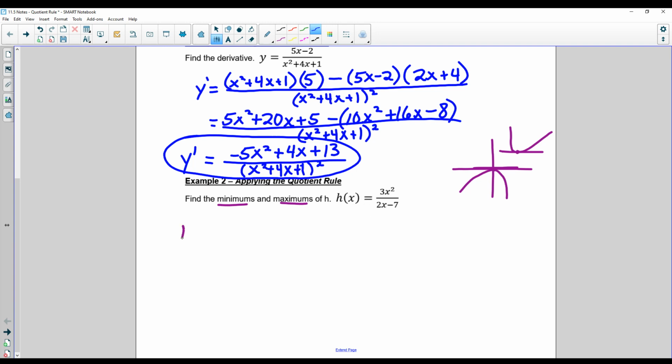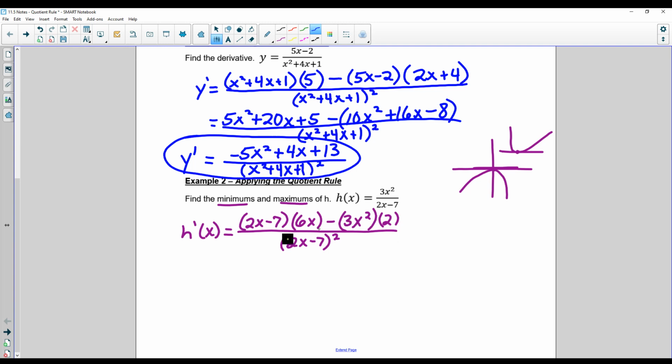So I'm going to find the derivative. I'm going to do h prime of x, and I'm going to go ahead and do my little jingle. Low d high: derivative of the top, which is just from the 3x squared, is going to be 6x. And then minus high d low. So high d low, derivative of the bottom is just 2. That's kind of nice. And then square the bottom, and away we go. Low d high minus high d low, square the bottom, and away we go.